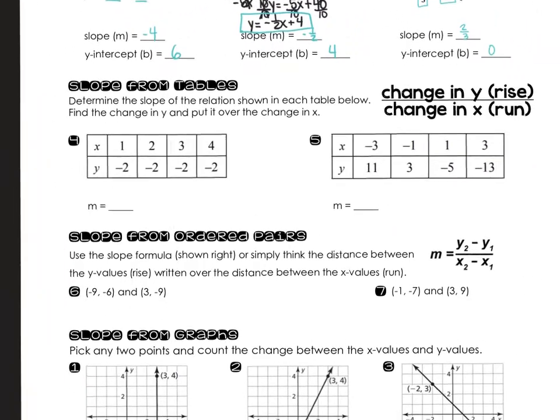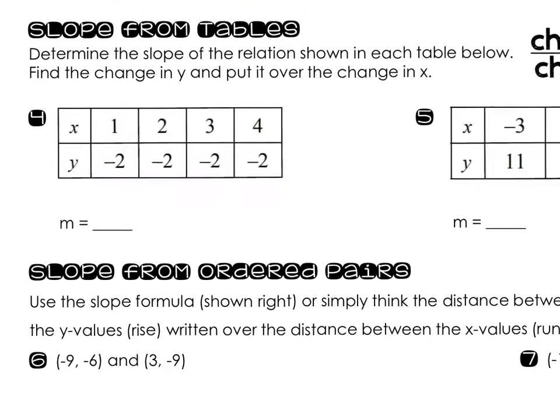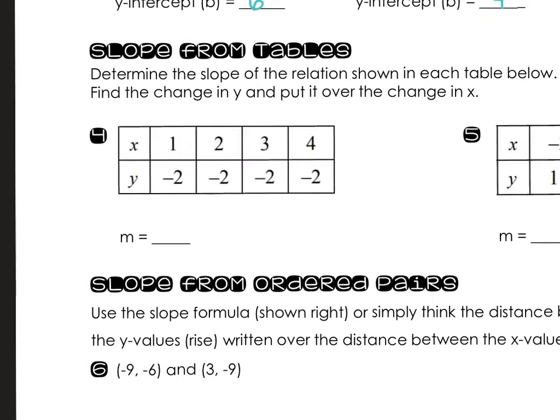Alright, now slope from a table. You are looking at the change in the y, which is the rise, if you've heard rise over run, over the change in the x. So the main thing is not switching these. So if I'm looking at x on number 4 here, that's the top row because it says those are the x's. So if I'm looking at the change, I want to look for the pattern basically.